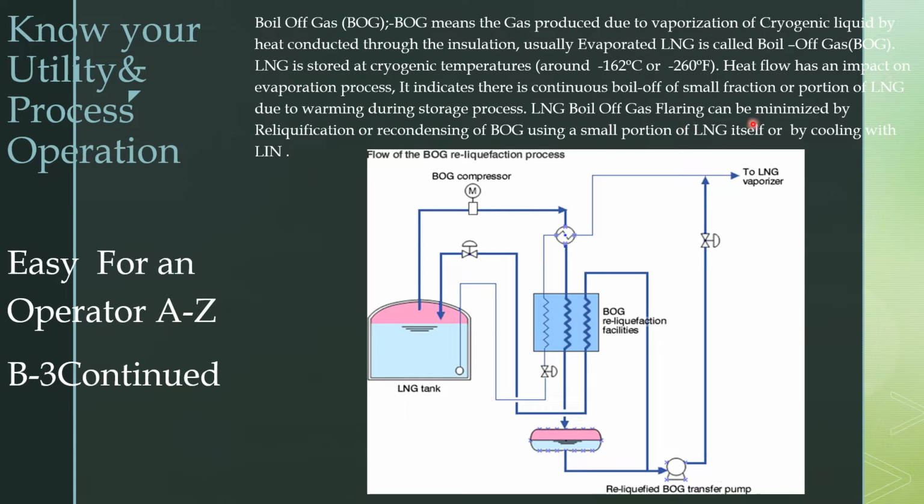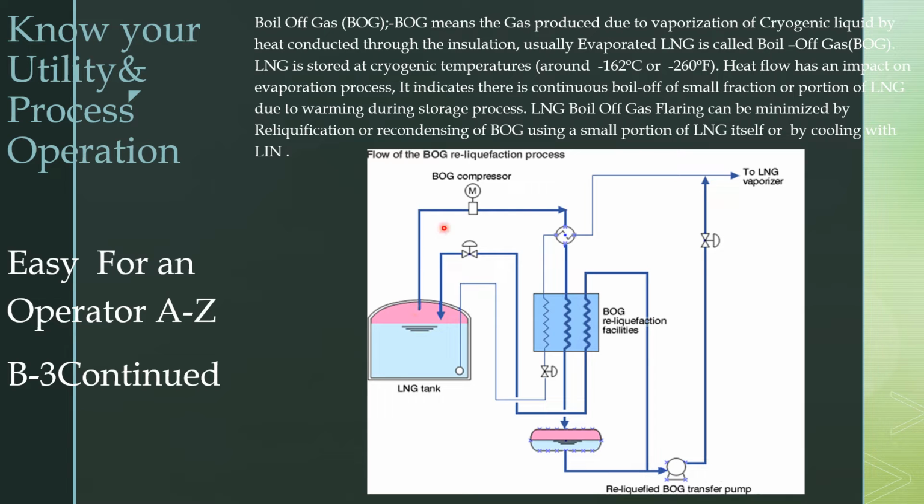LNG boil-off gas flaring can be minimized by reliquefaction or recondensing of boil-off gas, using a small portion of LNG itself or by cooling with lean liquid nitrogen. This is one type of reliquefaction or recondensing process of BOG in an LNG storage tank. Normally, due to insulation failure or any heat, evaporation will be there, so we cannot fill up to the brim. Normally some space is left out to accommodate the vapors.